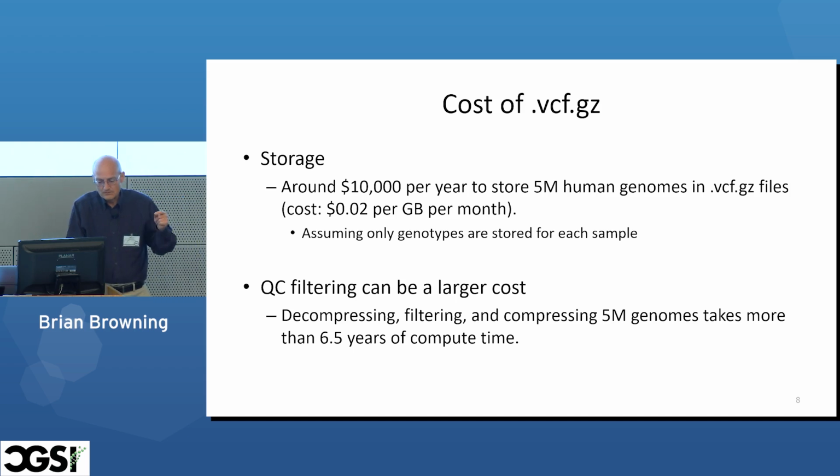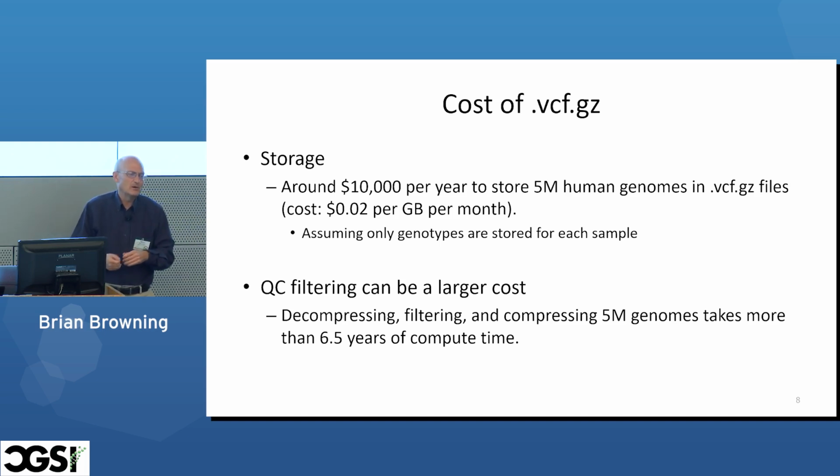Well, decompressing the data for filtering it and compressing those 5 million genomes in gzip format takes a bit more than 6.5 years of compute time by my estimate. Now, of course, you're not waiting for 6.5 years, starting at the end of your PhD and getting your answer back at the end. You do it in parallel. And so the wall clock time may be measured in minutes, but the compute time is significant.